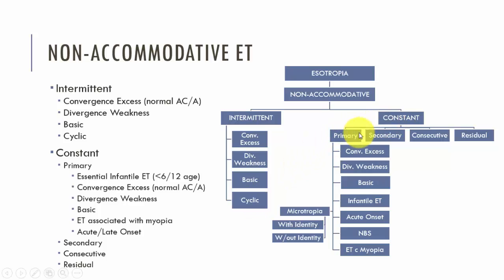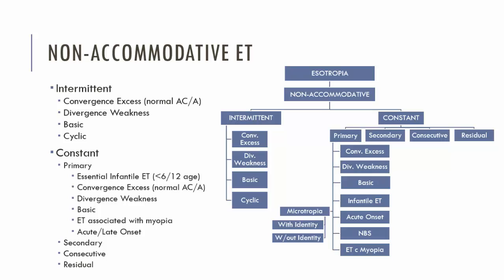With the constant primary deviations, they can also have a convergence excess, divergence weakness or basic pattern. But in these instances, obviously the patient has a constant deviation, but the deviation is greater at near, greater at far, or very similar between near and far.